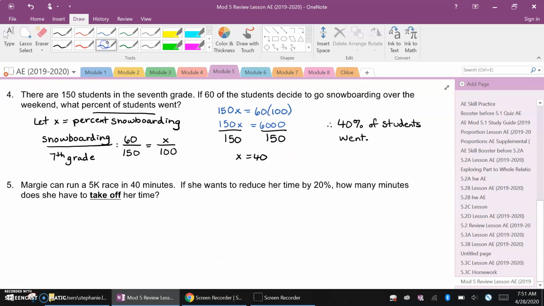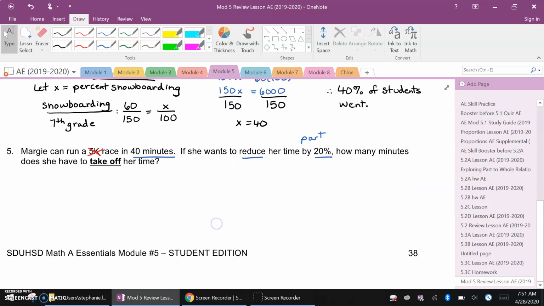Okay, looking at number 5. Margie can run a 5K race in 40 minutes. If she wants to reduce her time by 20%, so that's going to be our part, how much does she have to take off her time? So this one's a little bit tricky because we have a number in here that we don't need. And the number we don't need is how long the race is. So if it makes you more comfortable to cross it out, I would definitely suggest crossing it out.